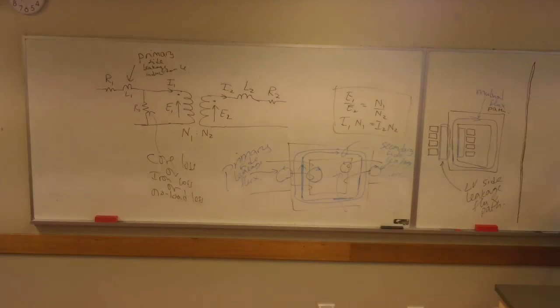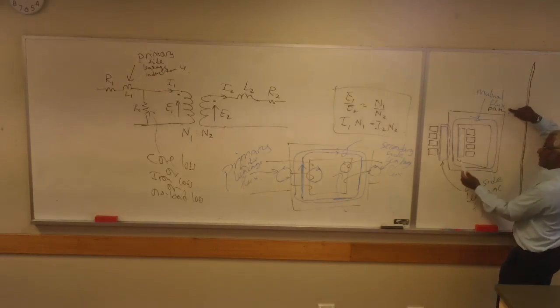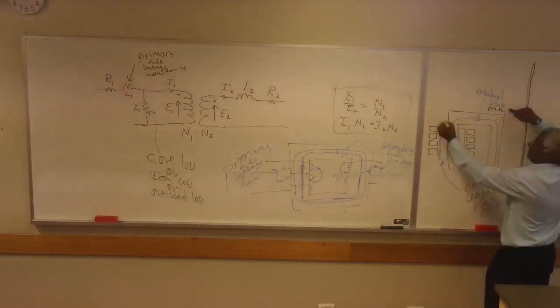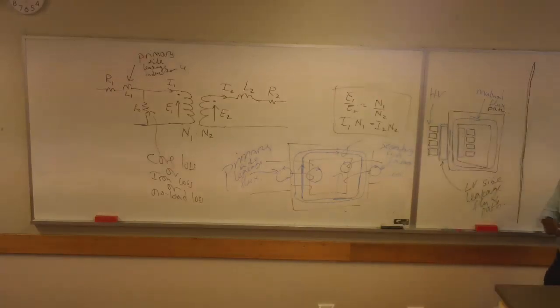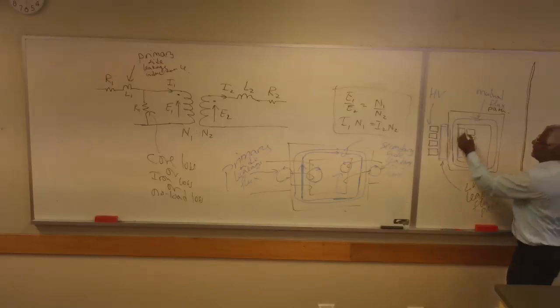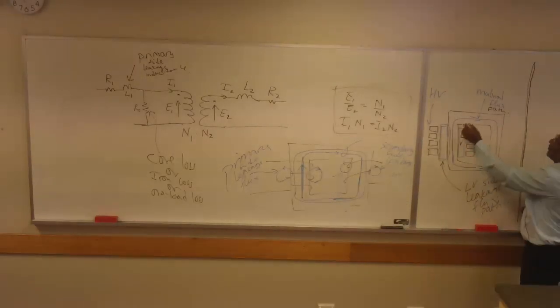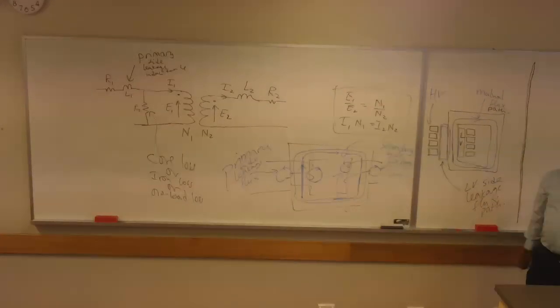If you really understand this, I don't know whether you do, but if you really make an effort, you would see that this mutual flux path, can you see that it links, that is, it goes through both the LV and the HV. This is HV. LV is this one here. So you can see the path that goes through the core, the mutual flux path, it goes through both LV and HV.